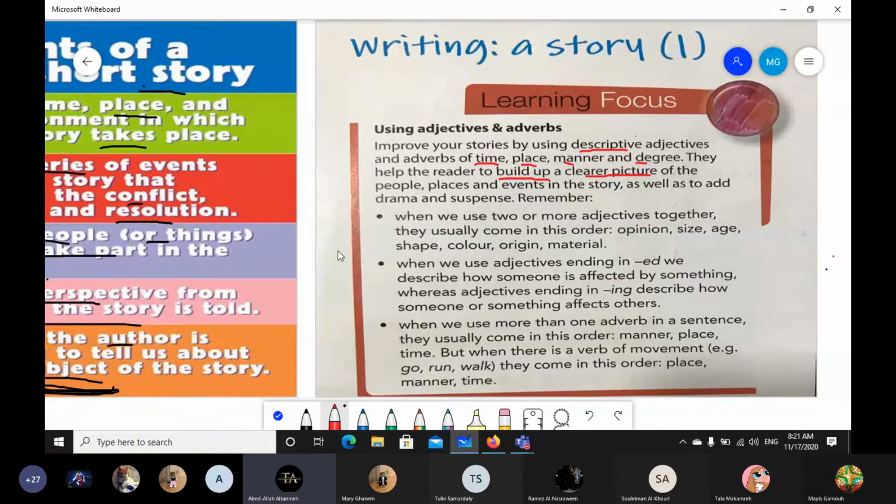When we use two or more adjectives together, they usually come in this order: opinion, size, age, shape, color, origin, material.